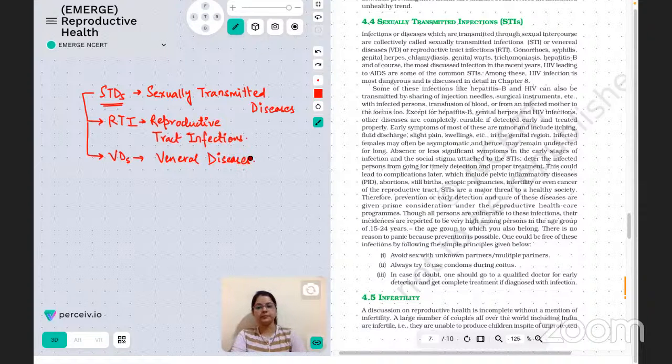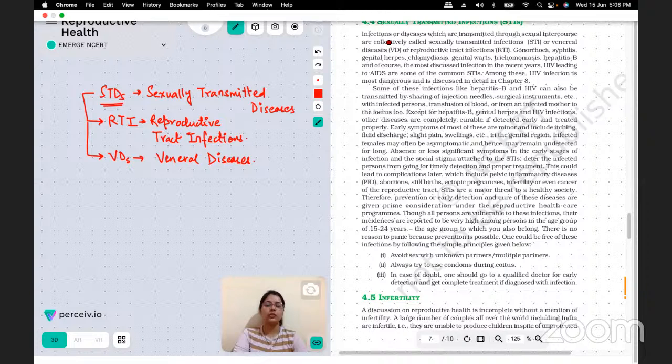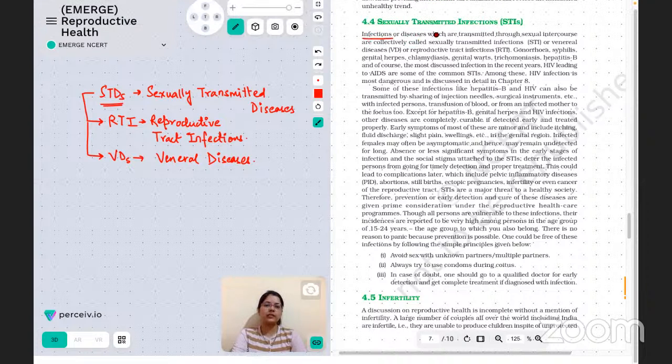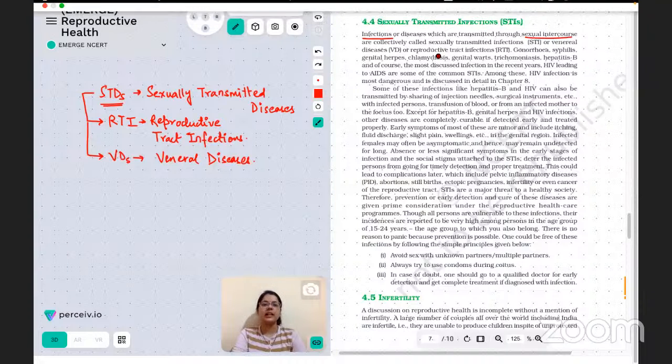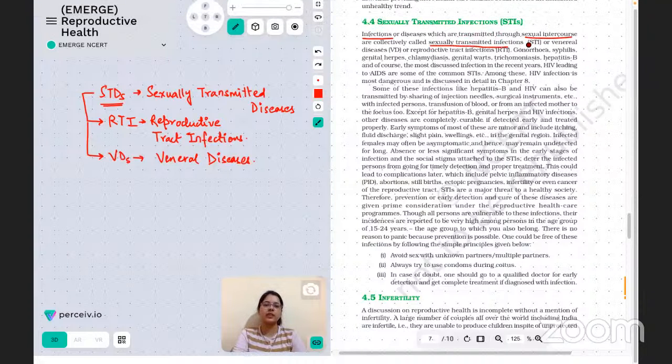This is the case. Clear? So you can say that infections or diseases which are transmitted through sexual intercourse are collectively called sexually transmitted diseases, which are also called venereal diseases or RTI. That means reproductive tract infections.